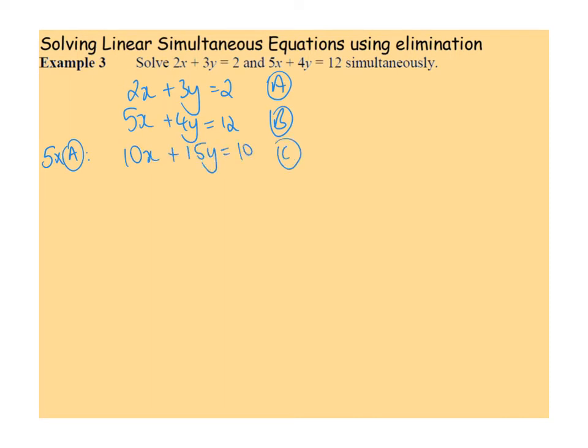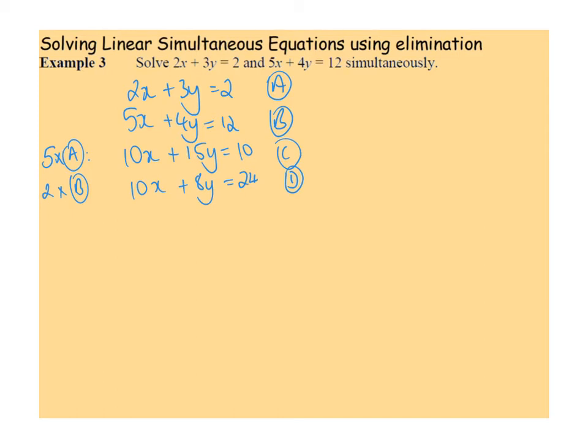I'll call that equation C. And on the second equation, I need 2 equation B's to get 10x. And that gives me 10x add 8y equals 24. And I'll call that equation D. And now you can see that the coefficient of x is the same in both. They're both 10. So if I subtract one from the other, I will get rid of all the x's and eliminate x from the equations.